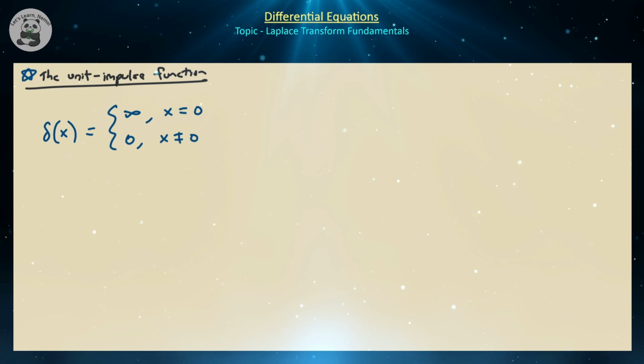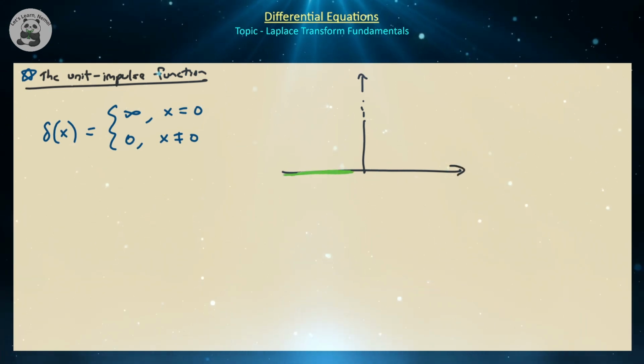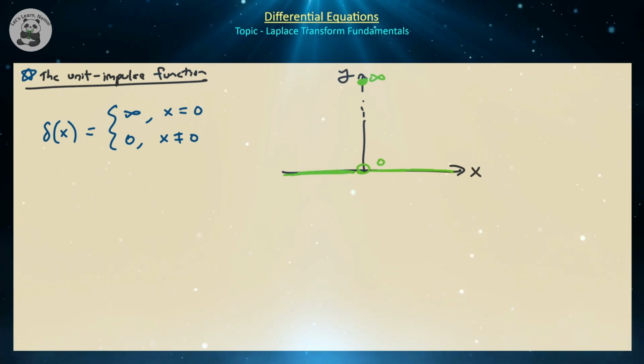So if we were to give this a graph in some sense, with a vertical line with an infinite break there, right? What we have here is a horizontal line with a hole there, and it sort of goes up to infinity there, right? So 0 here, infinity there.